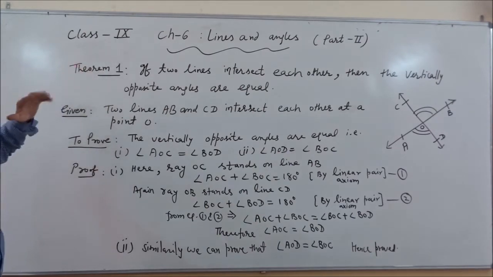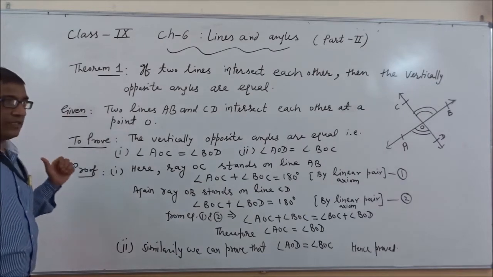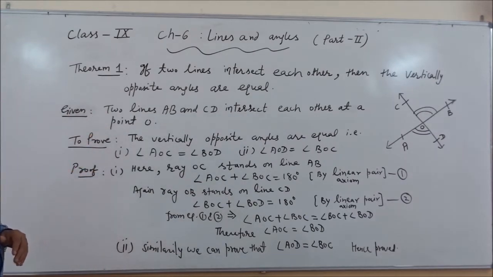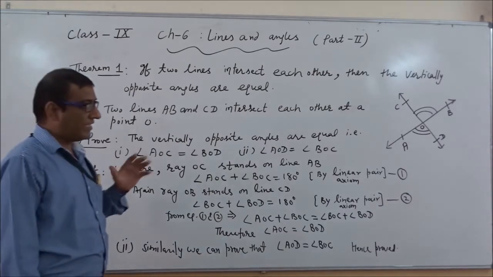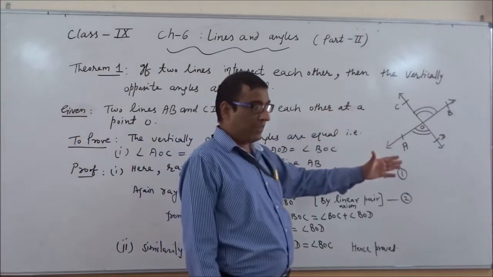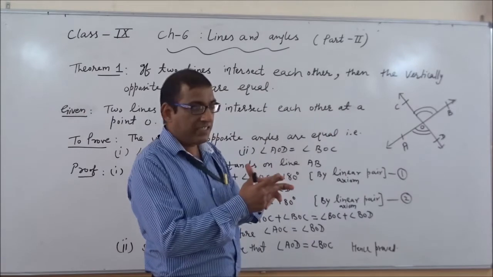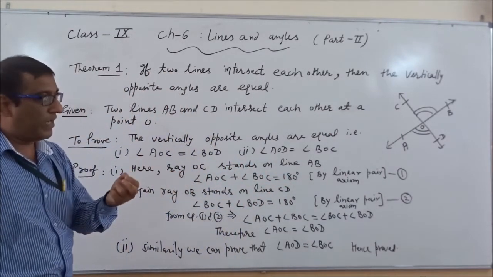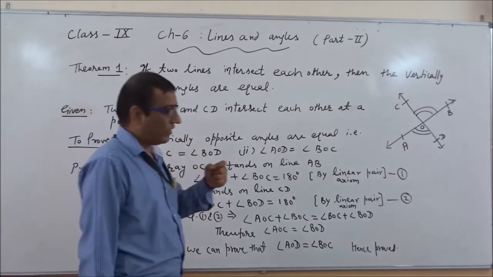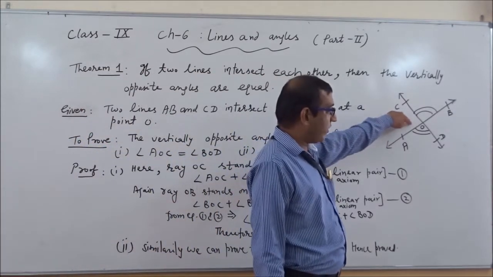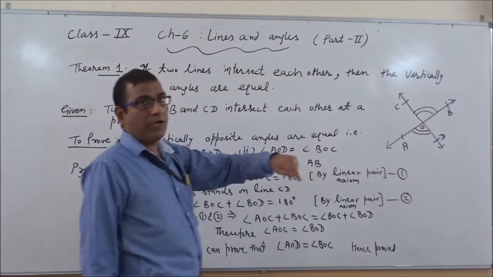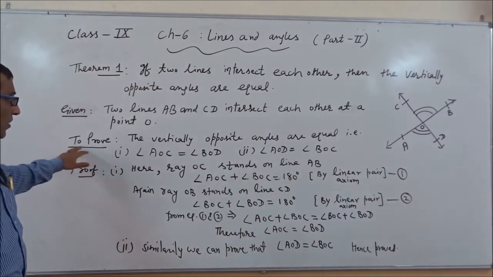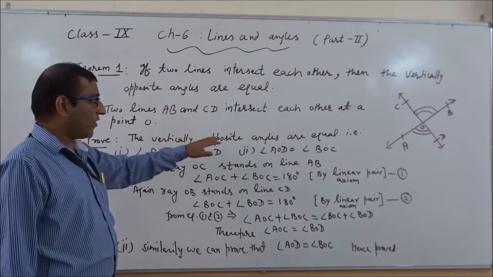All of you see here, first we will start with the given part. Two lines AB and CD intersect each other at a point O. As I told, these are the two lines. When they are intersecting each other at point O, one point will be generated. That point is known as the point of intersection. So we can say this point O is known as the intersection point or point of intersection. What we have to prove? The vertically opposite angles are equal.